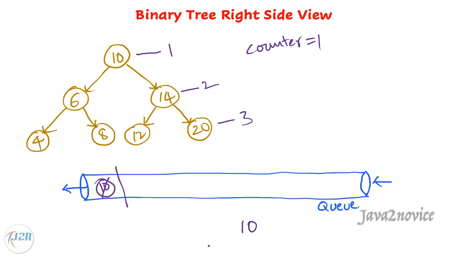Now, add its children into the queue. We will add a right node first. 14 is the right child here. And then followed by its left child. 6 is the left child. Now decrement the counter. The counter value is 0 now. We have processed one level. Now till here it represents level 2.